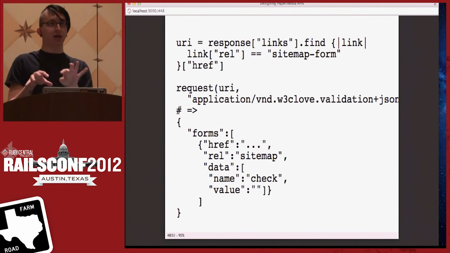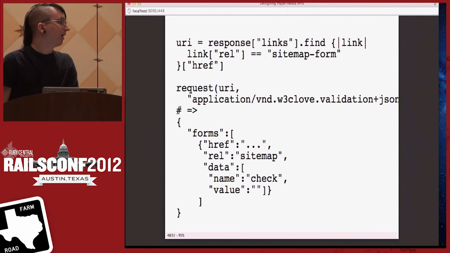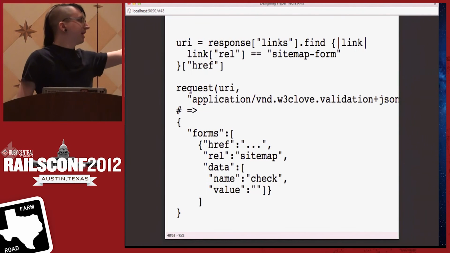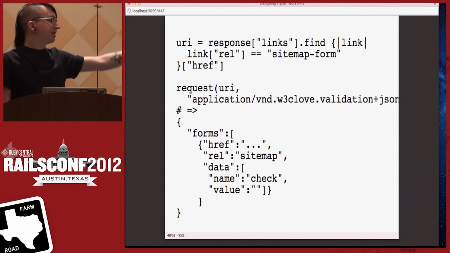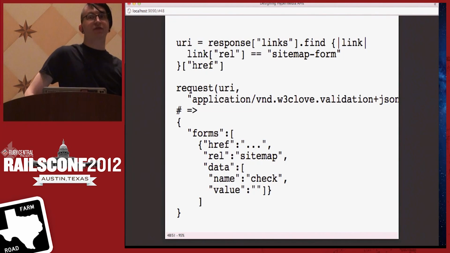Like go to google.com, click on a button, click on a link, do whatever. And then we make a request there. And that returns another form, or that returns a thing with a forms element. And that form says there's an href here, it is a sitemap form, and we need a check and then a value, so you have to fill in a value.